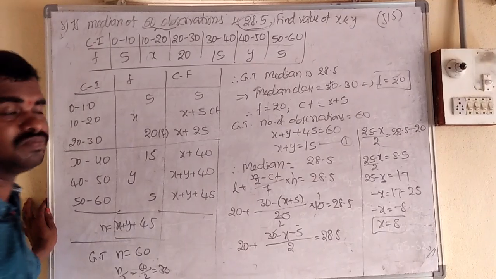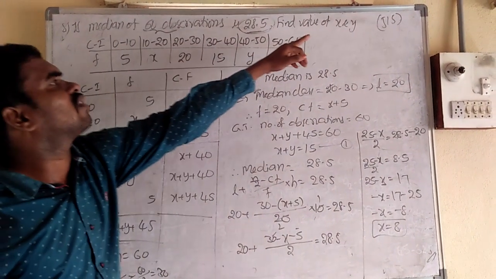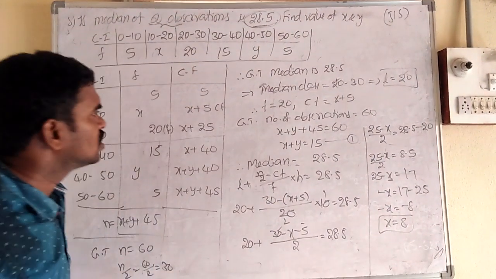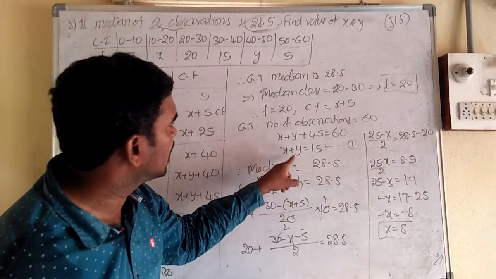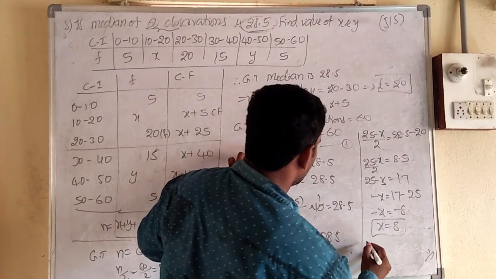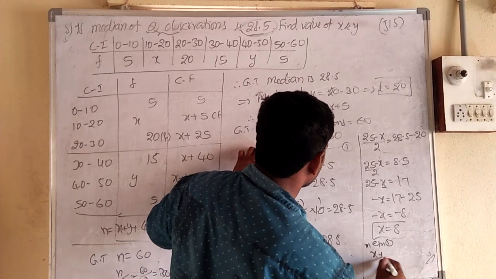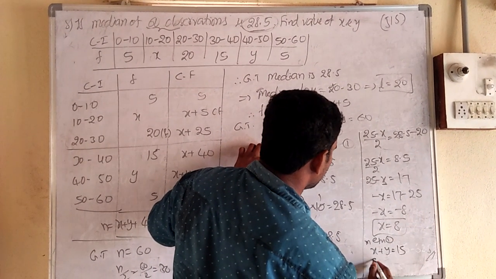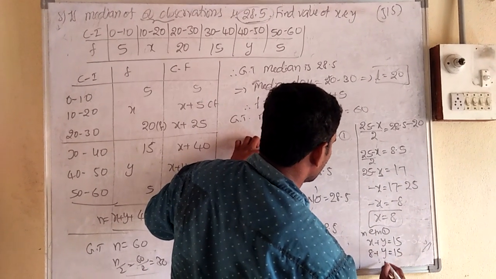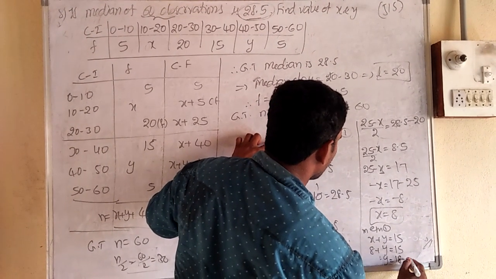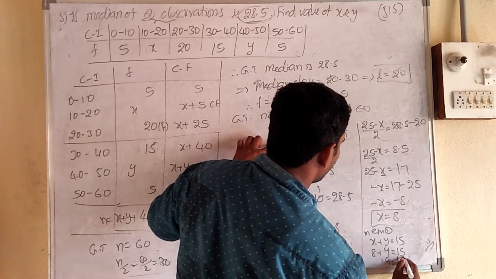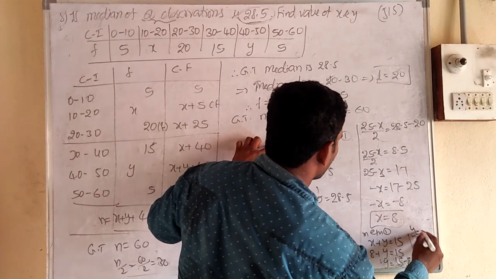So we got the x value. One value, x, is found. Next we want the y value. So substitute the x value in equation 1. x plus y equals 15. x means 8, so 8 plus y equals 15. So y equals 15 minus 8. Therefore y equals 7.